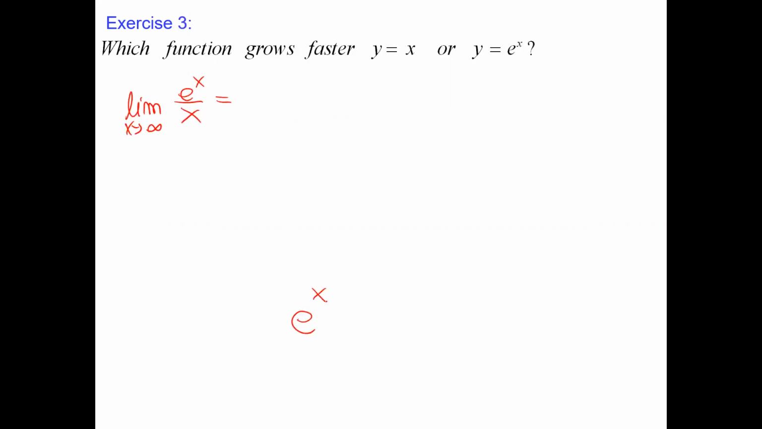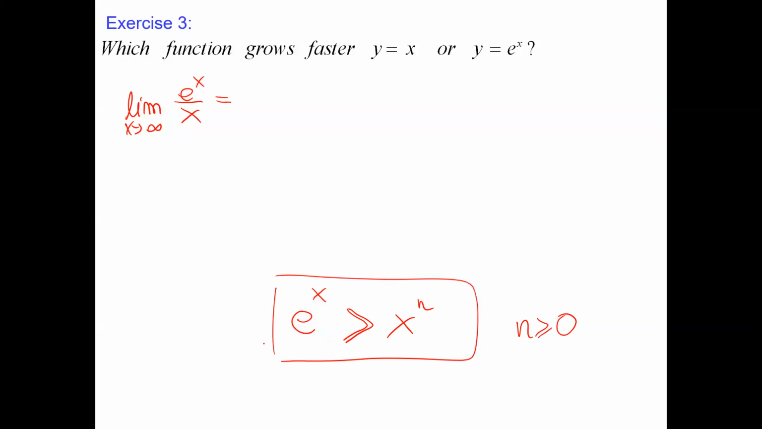No, nobody can race with e to the x. Maybe one type of mathematical expression, but not many, definitely not x. We can also try to create a limit, either way, e to the x over x or the other way. We know that e to the x is much faster than any power function.